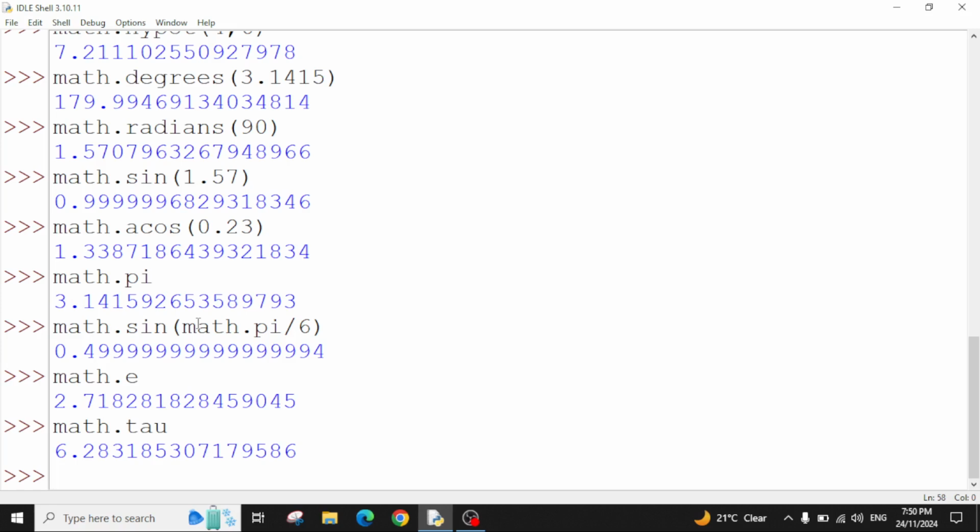So in this way we have gone through the different mathematical functions which come under the math module of Python. For using those functions, what we need to do? We have to first import the math module by writing the statement import math.